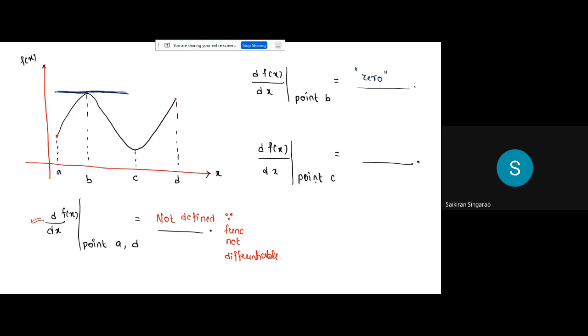Can you tell me what is the slope of the function at point C? Zero. Exactly, right? How did you get zero? Because at these points, when you draw a tangent, the tangent is a horizontal line, a perfectly flat line parallel to the x-axis. It's a horizontal line, that's why the slope is zero. Do you understand this?